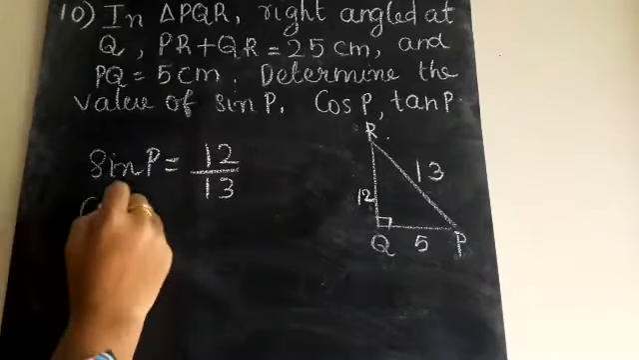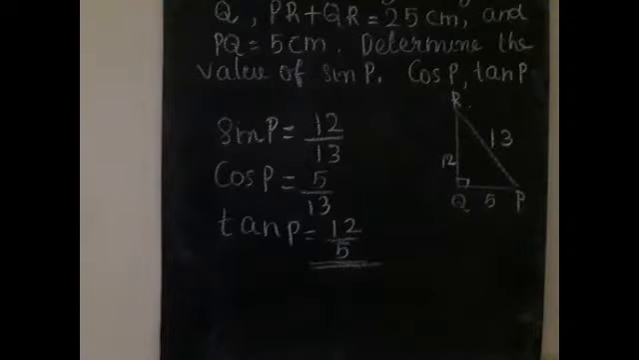Then cos P. Cos P is equal to adjacent side by hypotenuse, so 5 by 13. And the last one, tan P. Tan P means opposite side by adjacent side. So 12 by 5.